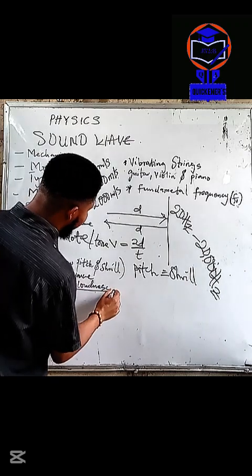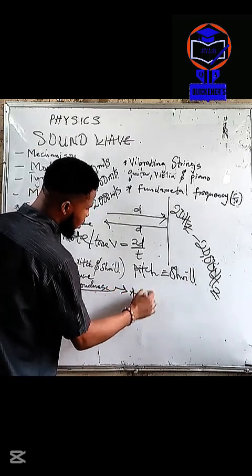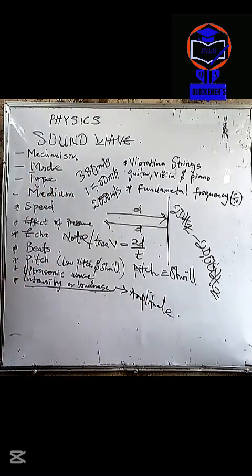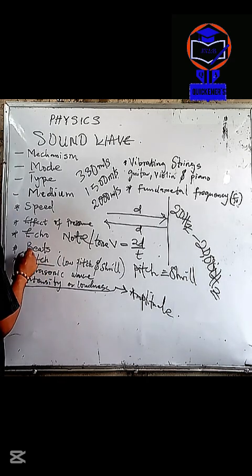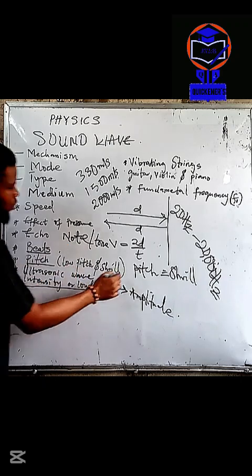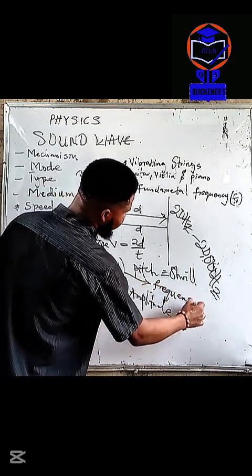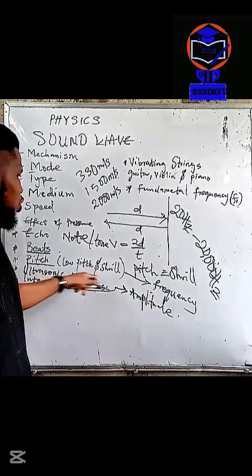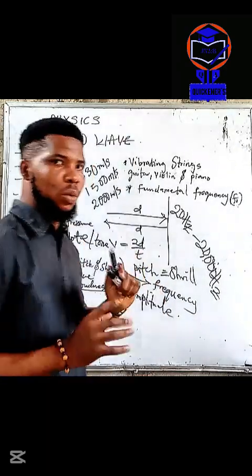This intensity or loudness is dependent on what? Amplitude of sound. Please take note of this word: amplitude of sound. Meanwhile, your pitch and your note, they all depend on what? The frequency of sound. Intensity depends on amplitude, then your pitch depends on frequency. These are the few things we want to look at.